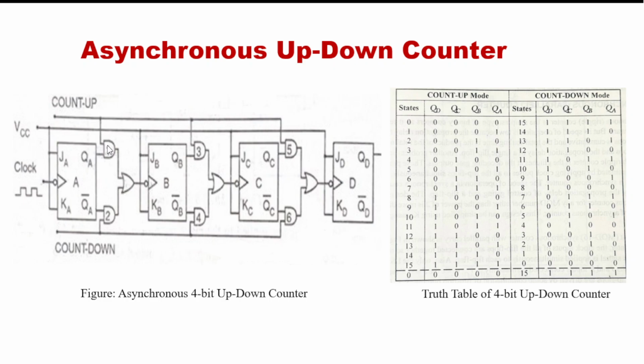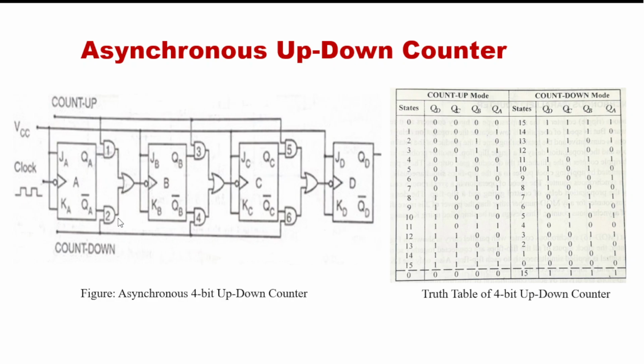That means if one input of any AND gate is 0, then its output will be 0. Then that means 1, 3 and 5 will only give 0 value. So if one input of the OR gate is 0, it only depends on the other input. So at that position, when we are discussing count down mode, we will keep the count down line 1, and for this purpose QA bar, QB bar and QC bar pass through the AND gates number 2, 4 and 6.